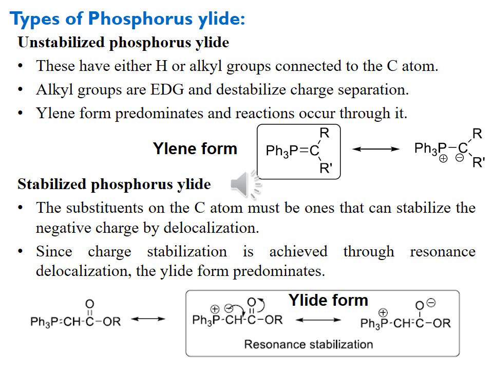And the alkyl groups are electron donating groups, as we know, and so they destabilize the charge separation in the ylide form. Here two forms are shown, the ylene form and the ylide form. In ylide form there is charge separation, positive on phosphorus, negative on carbon, but due to the electron donating group this charge separation is destabilized, and therefore this molecule remains most of the time in its ylene form, which becomes more stable, and so it predominates in the reactions, and all the reactions of unstabilized phosphorus ylide occur through this form.